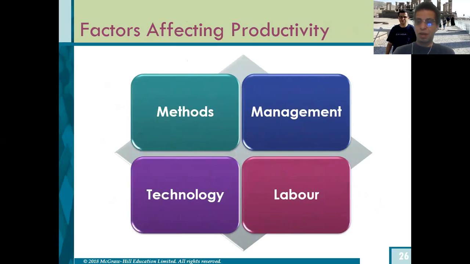The factors affecting productivity: we look at the method, how we are processing a product. Then we look at management. The more knowledgeable they are, the better they know about their product. Then there is technology that's used, and the labor, their ability to deliver. These are the factors affecting productivity. So there could be improvement in the method, management, technology, labor, or a combination of all these.